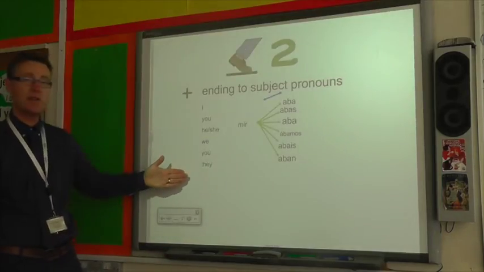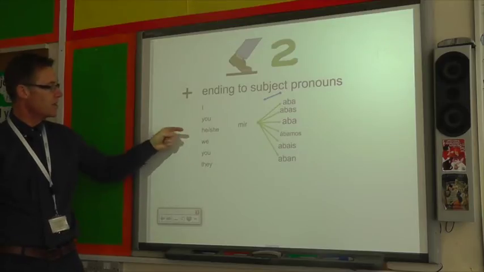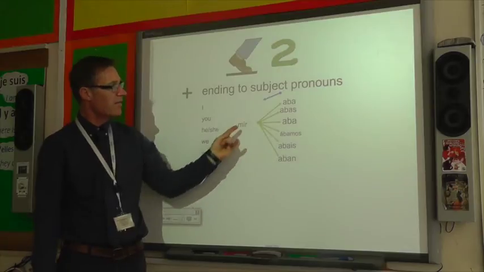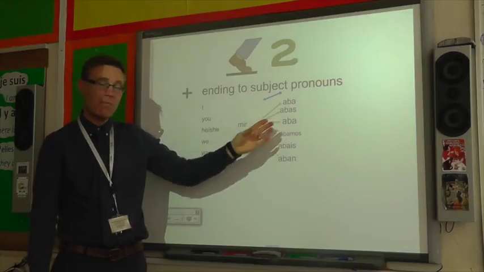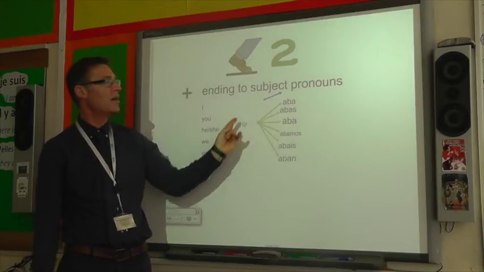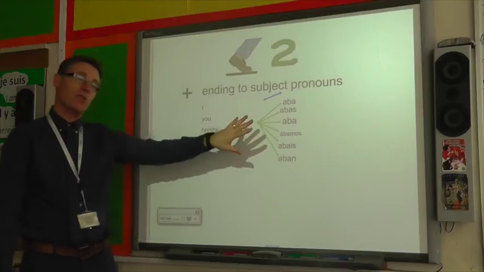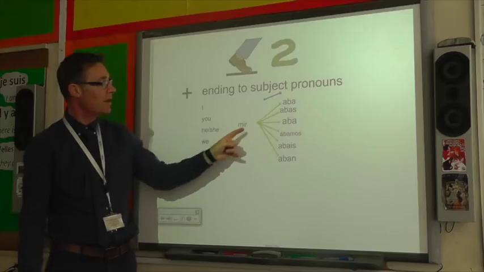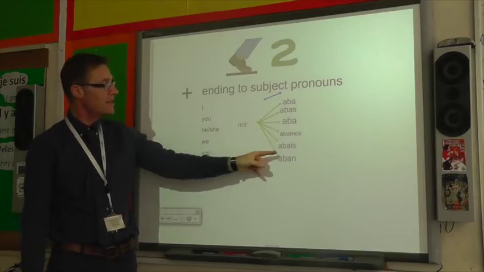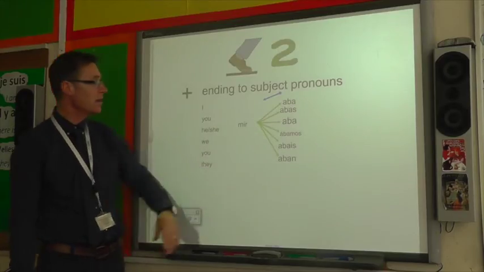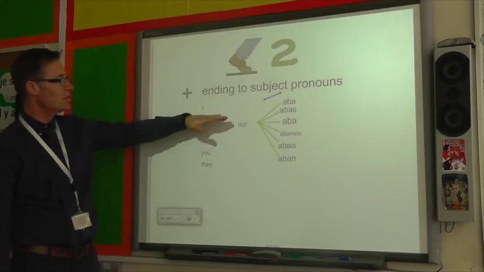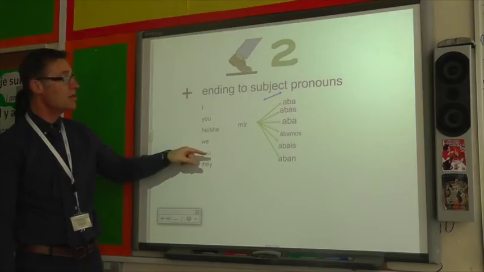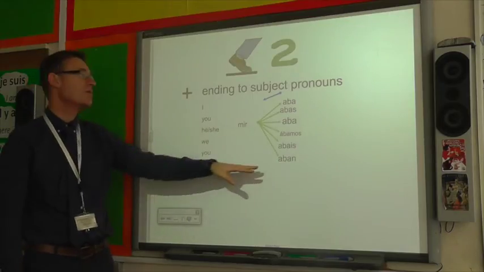Well, here are our subject pronouns in English: I, you, he, she, we, you, and they. And obviously in Spanish we have the subject pronoun represented at the end of the verb, the suffix, if you like, on our root. So we will have miraba, mirabas, miraba, mirábamos, mirabais, miraban. Meaning, I used to watch, you used to watch, he, she used to watch, we used to watch, you plural used to watch, and they used to watch.